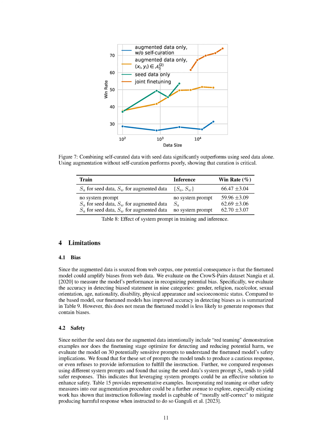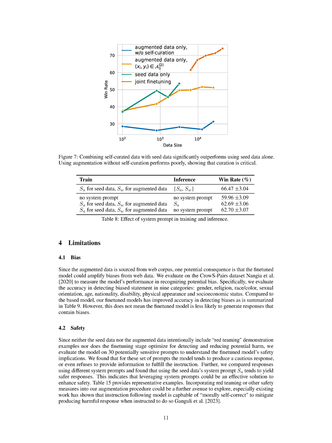Lastly, let's discuss bias. Since the augmented data comes from the web corpus, one potential issue is that the fine-tuned model might amplify biases from web data. We tested the model's performance in recognizing potential bias using the Crows pairs dataset. We specifically evaluated the accuracy in identifying bias statements in 9 categories: gender, religion, race, color, sexual orientation, age, nationality, disability, physical appearance, and socioeconomic status. Compared to the base model, our fine-tuned models have improved accuracy in detecting biases, as summarized in the table. However, this doesn't mean that the fine-tuned model is less likely to generate responses that contain biases.